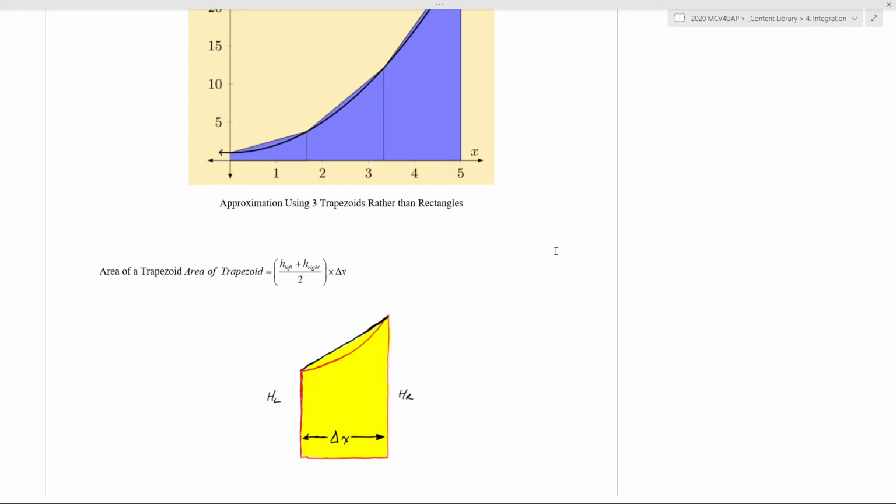So you just do that calculation for every single trapezoid, and then you add them up, and you'll have an approximation for the area.